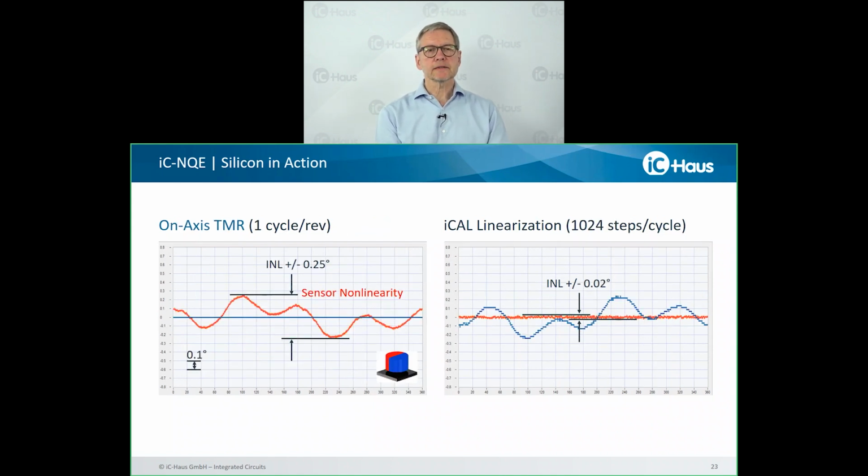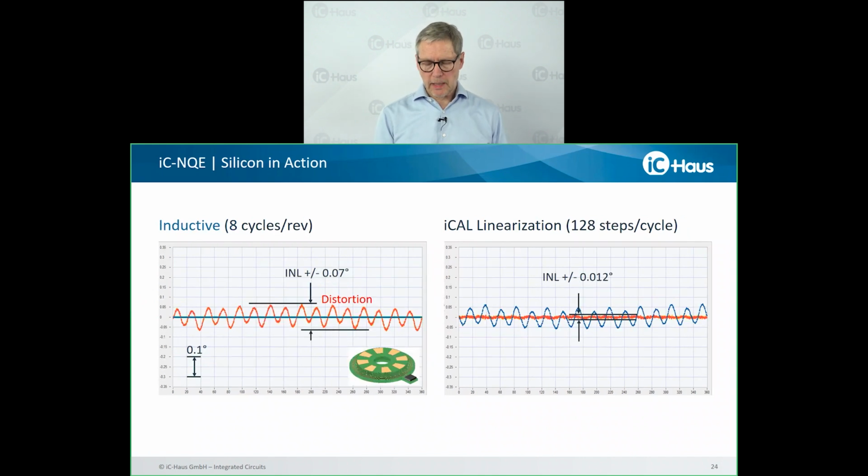Now let's go on-axis. TMR is the more challenging. If you install a precision magnet and send a TMR sensor to the axis, you get a nice input linearity like this one here. So this is already a good result. But again, using iC-linearization, you can reduce it to very excellent values.